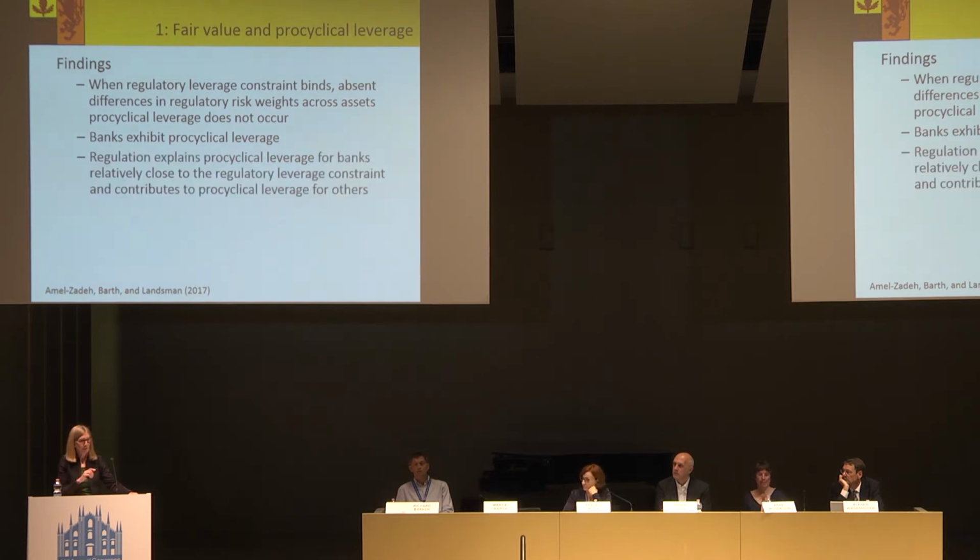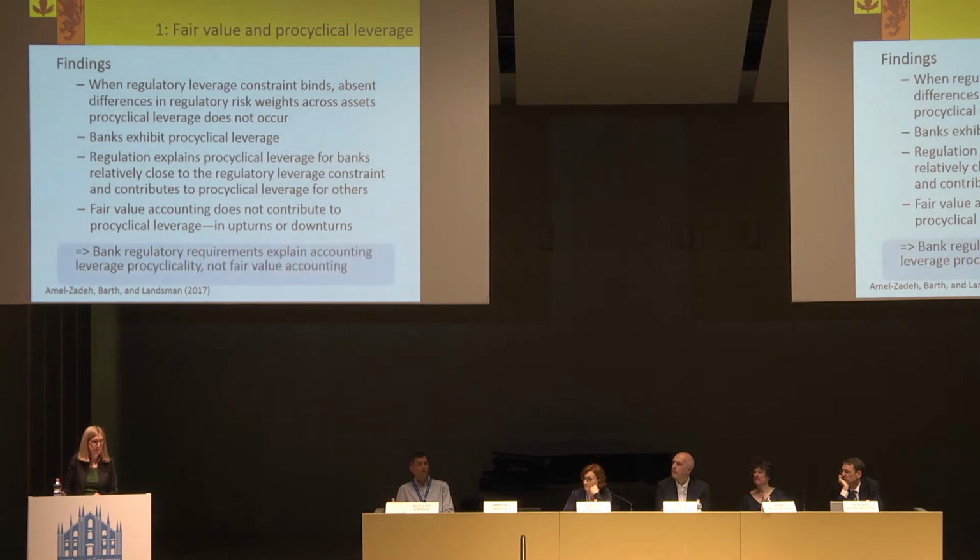Banks exhibit procyclical leverage. We find that regulation explains procyclical leverage for banks that are relatively close to their regulatory leverage constraint and contributes to procyclical leverage for others. Fair value accounting does not contribute to procyclical leverage, either in upturns or downturns. So our conclusion is that bank regulatory requirements explain leverage procyclicality during the crisis, not fair value accounting.